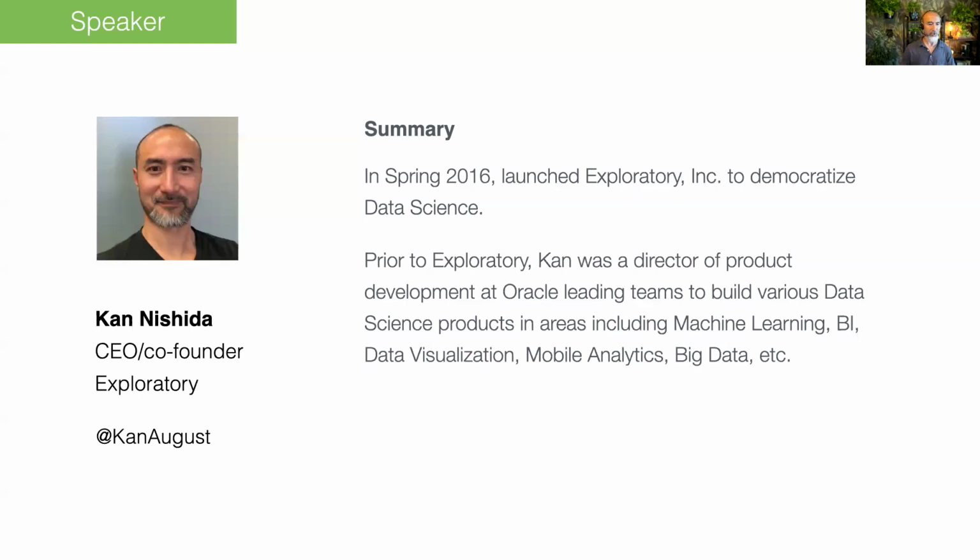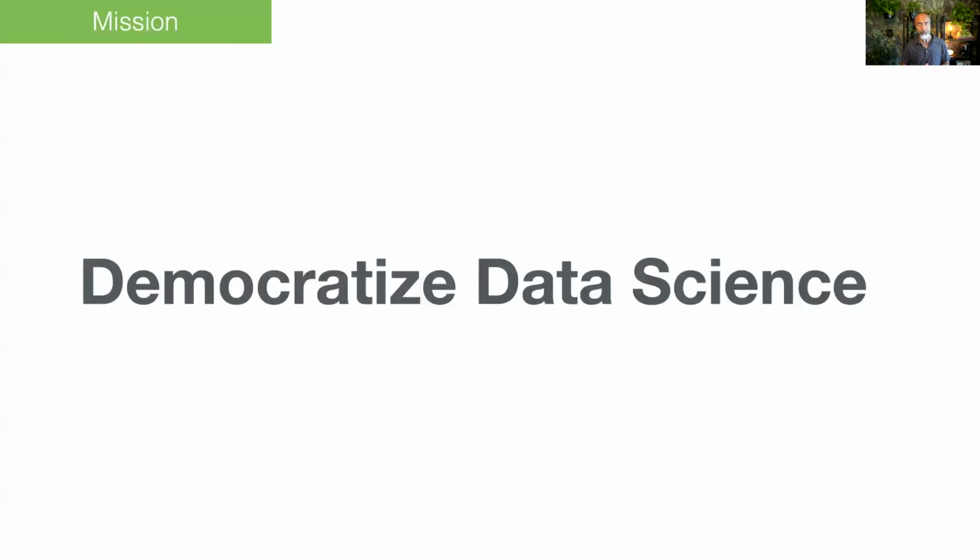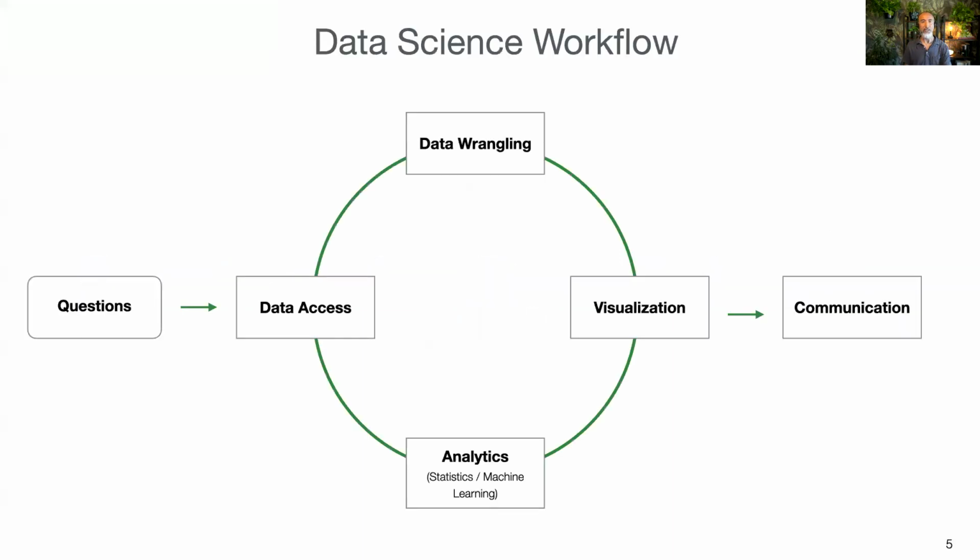My name is Kan Nishida, CEO and co-founder at Exploratory. We started Exploratory in 2016 to democratize data science. Our vision is that data-informed decision-making is essential for making the world better. So what we can contribute is to democratize data science. We are mainly doing two things. One is building a product called Exploratory.